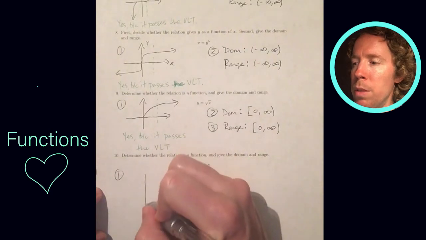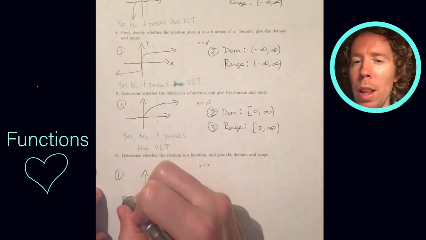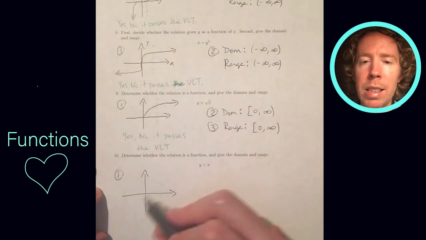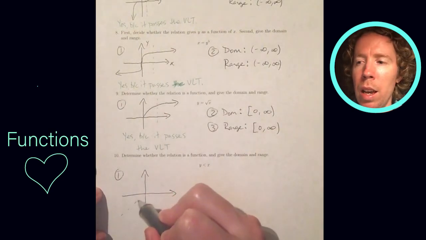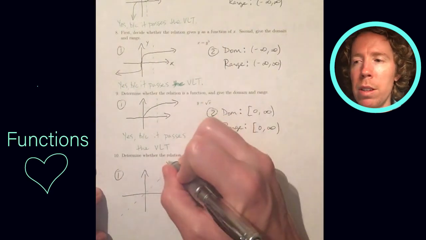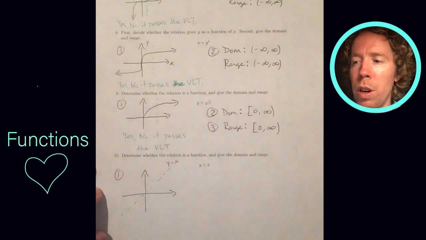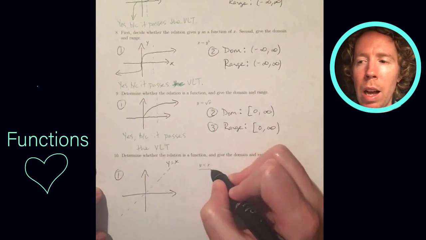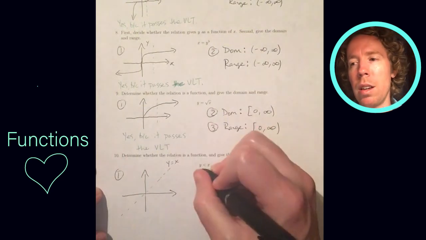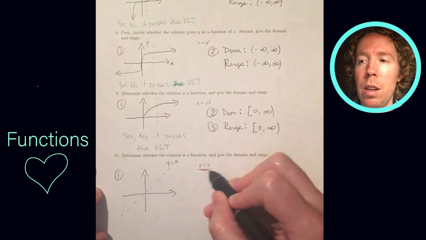Then for the last one, the relation is not an equality this time, it's an inequality. y is less than x. And you may have never graphed an inequality before. If you haven't, that's fine. What you should do is first sketch the equation with a dotted line. So if it said y equals x, this is what it would look like.